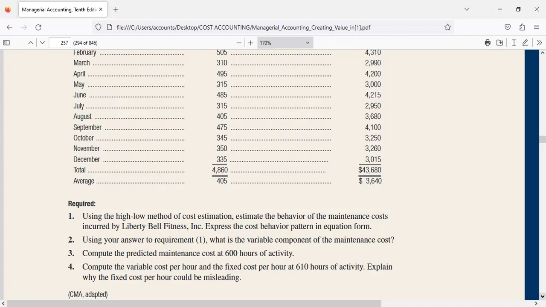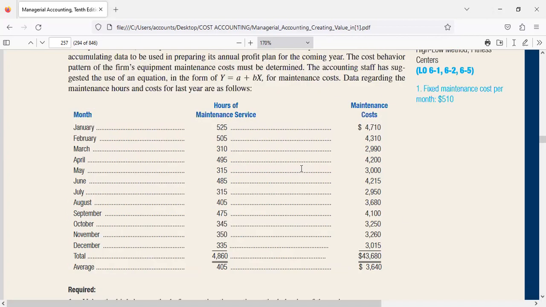So requirement 1, you're using the high-low method of cost estimation. Estimate the behavior of maintenance costs incurred by Liberty Bell Fitness Inc. Express the cost behavior pattern in the equation form. The equation form is given up here, y equal to a plus bx. You should know what y stands for, what a stands for, then b and x.